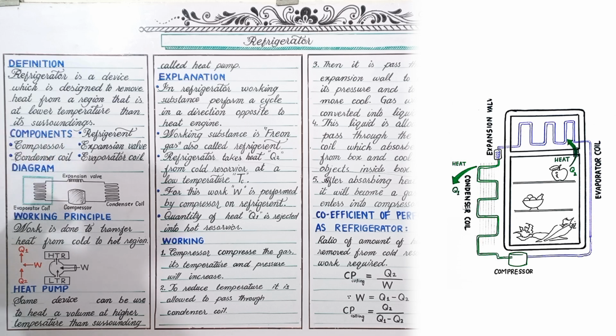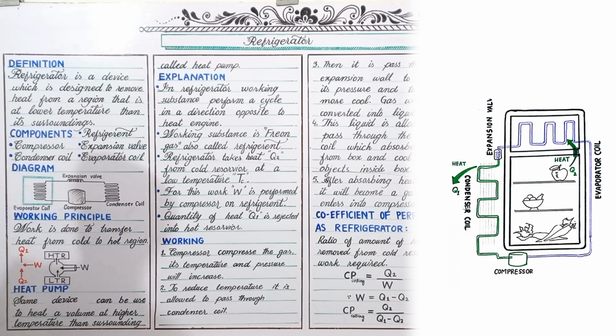Okay, and the second very important component is the compressor. Its function is to perform work on the refrigerant or working substance. The next component is the expansion valve. As is clear from its name, it is used to expand the gases to decrease their temperature. And in the last there are two coils, condenser coil and evaporator coil. The condenser coil is present outside the refrigerator box and its function is to emit heat into the surroundings. The next one is the evaporator coil, which is present inside the box of the refrigerator, and its function is to extract heat from this region.